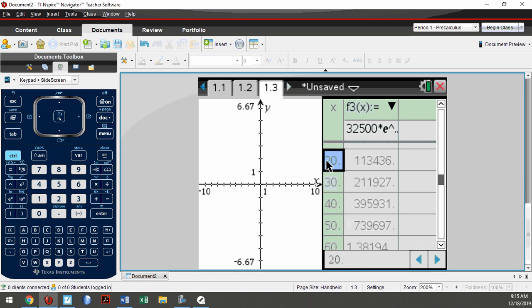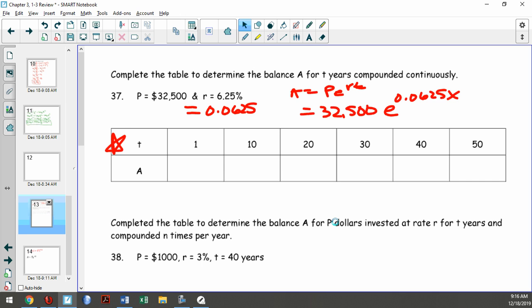So after 20 years, I'm going to have $113,436.15. And then you can see the 50 years and so forth. Do you all understand how to use your calculator for that? Excellent.